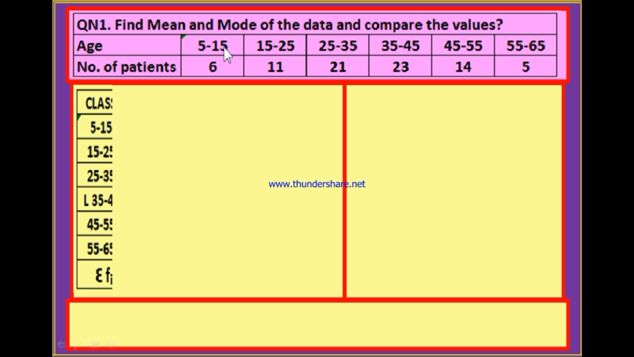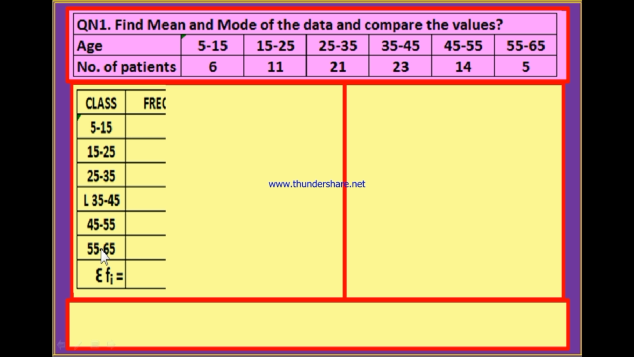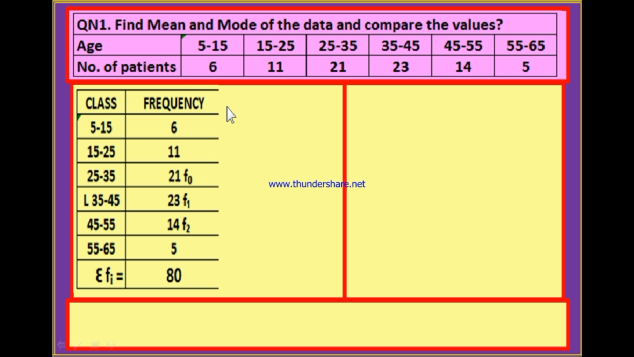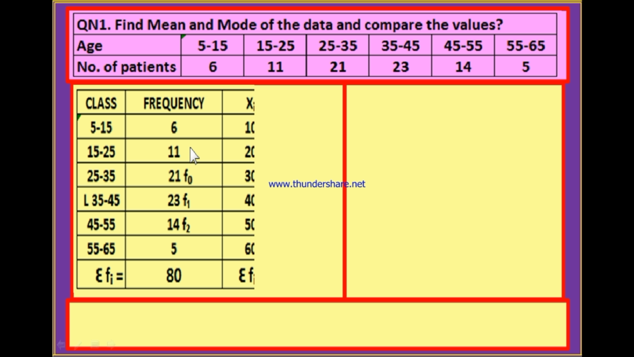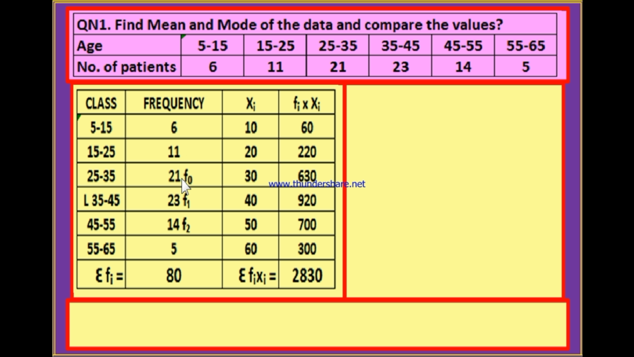Therefore, the classes are 5 to 15, 15 to 25, 25 to 35, 35 to 45, 45 to 55, and 55 to 65. These are the classes. Understood? Now, let us write the frequencies. 6, 11, 21, 23, 14, and 5. These are the frequencies. After writing the frequencies, you sum up all the frequencies now. 6 plus 11 is 17, 17 plus 21 is 38, 38 plus 23 is 61, 61 plus 14 is 75, 75 plus 5 is 80. Therefore, sum of the frequencies sigma Fi is equal to 80.